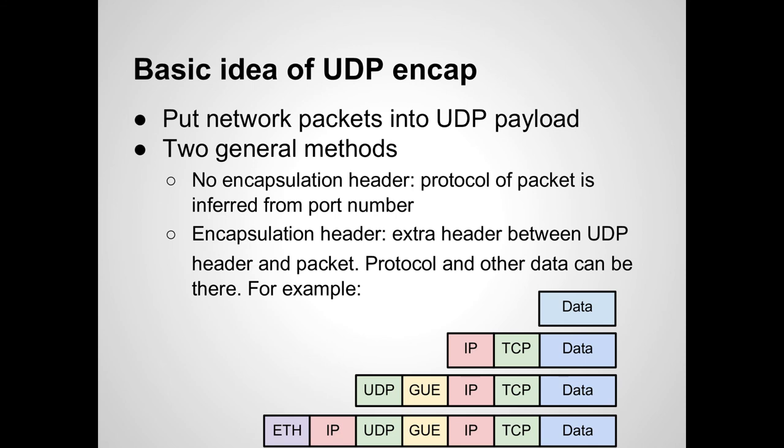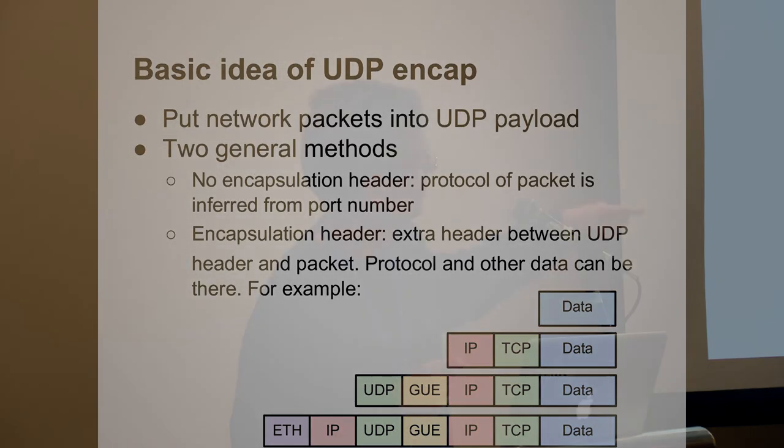For the first case, ESP over UDP is a great example, where ESP is the payload of a UDP packet. The second case is more common in virtualization now, with VXLAN. The diagram on the bottom shows generic UDP encapsulation. You can see the progression of headers from the data packet that maybe a VM would send on a socket all the way down to the wire. It's just typical layered encapsulation, and the UDP GUE on the third row is the encapsulation layer for UDP.